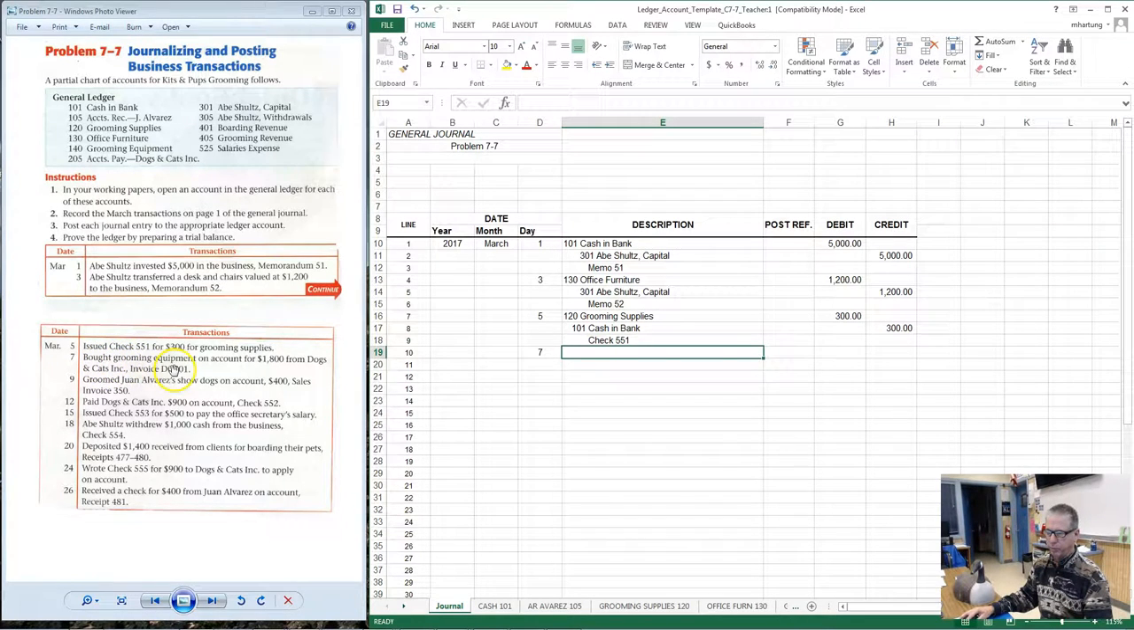Bought grooming equipment on account for $1,800 from Dogs and Cats. So we're increasing our asset grooming equipment. How are we paying for it? No cash here, right? It says on account. So that means we went to this company, bought the equipment, they issued an invoice, but we're going to pay for it later. So that's a liability. And how are we going to increase a liability? Credit. So let's go ahead and increase our asset for grooming equipment, which is account number 140.